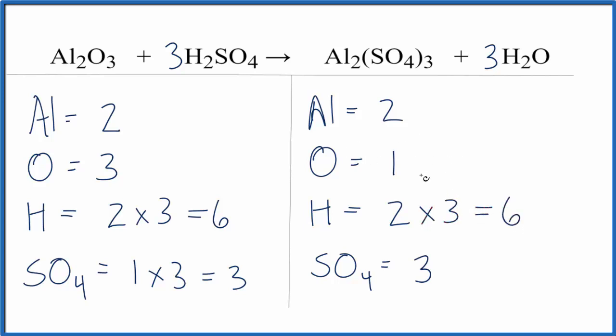And now I also need to update the oxygens. I have 1 times 3. And it just works out now that we have 3 oxygens on each side of the equation. So at this point, everything is the same on both sides of the equation, and it's balanced. So that's the balanced equation for Al2O3 plus H2SO4.